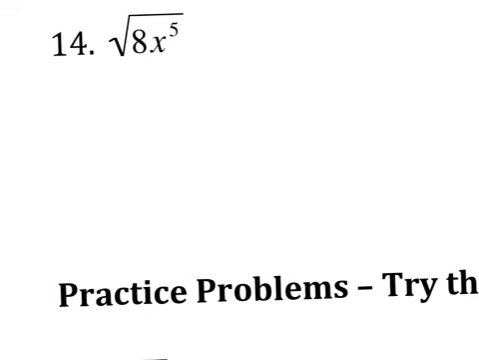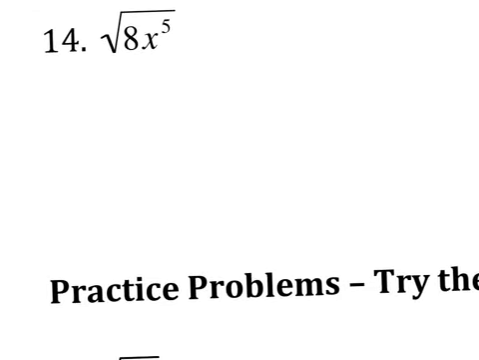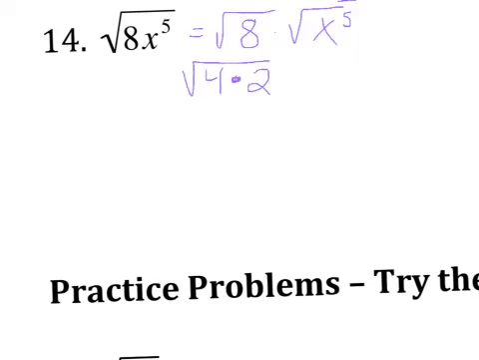Now we're going to try some more difficult problems. So for 14, we're going to break it up as the square root of 8 times the square root of x to the fifth. The square root of 8 we need to break up further so we can simplify it. So we know that the square root of 8 can be broken up as the square root of 4 times 2, and x to the fifth is the same as x squared times x squared times x to the first.